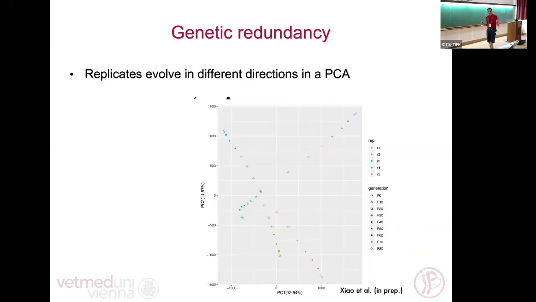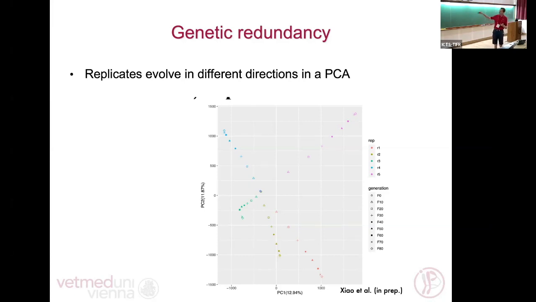Okay, good. So you may say this is just a single population. Maybe this is something specific to this population. It was from Florida. So I show you here another graph from a population from South Africa. This is a slightly different way of presenting it. This is a PCA, and each of the colors shows one of the replicates. Different symbols indicate the generation at which we sequenced the population.